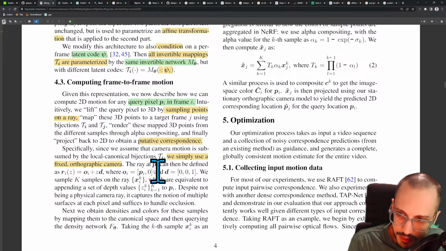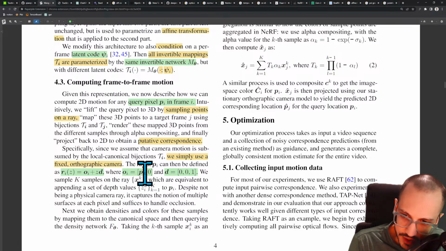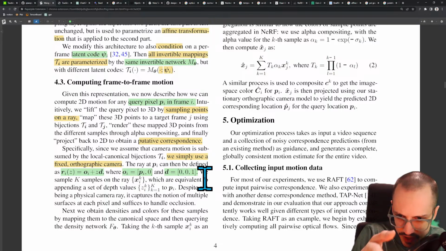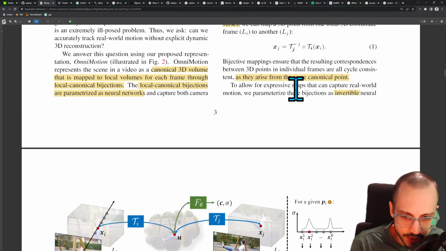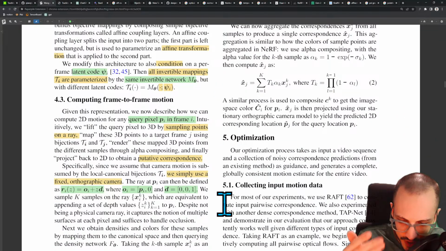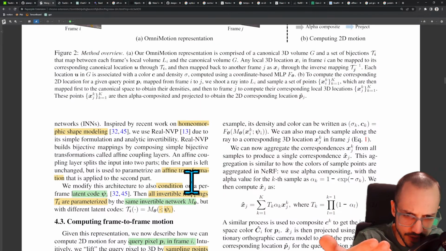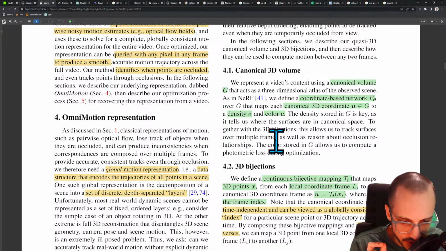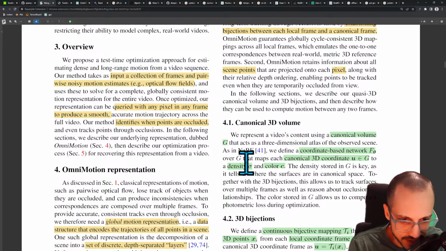The ray at Pi can then be defined as Ri. So this is the ray, right? You have some origin, and you have some direction. So the origin is the pixel, and then 0, I guess, maybe for the depth. And then D is the direction, and in this case, it seems like they're defining this quasi 3D space as a volume where the depth corresponds to a notion of what's in front of another thing, right? It's a quasi 3D space, so it's not actually the 3D position of something. It's this kind of density.